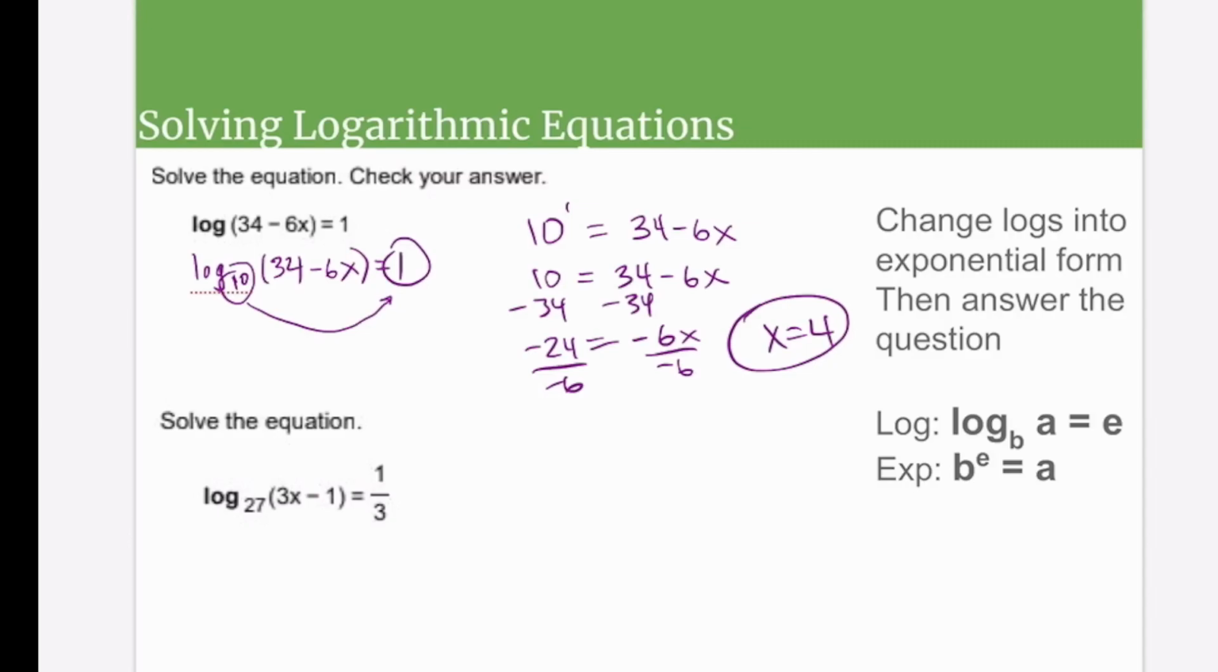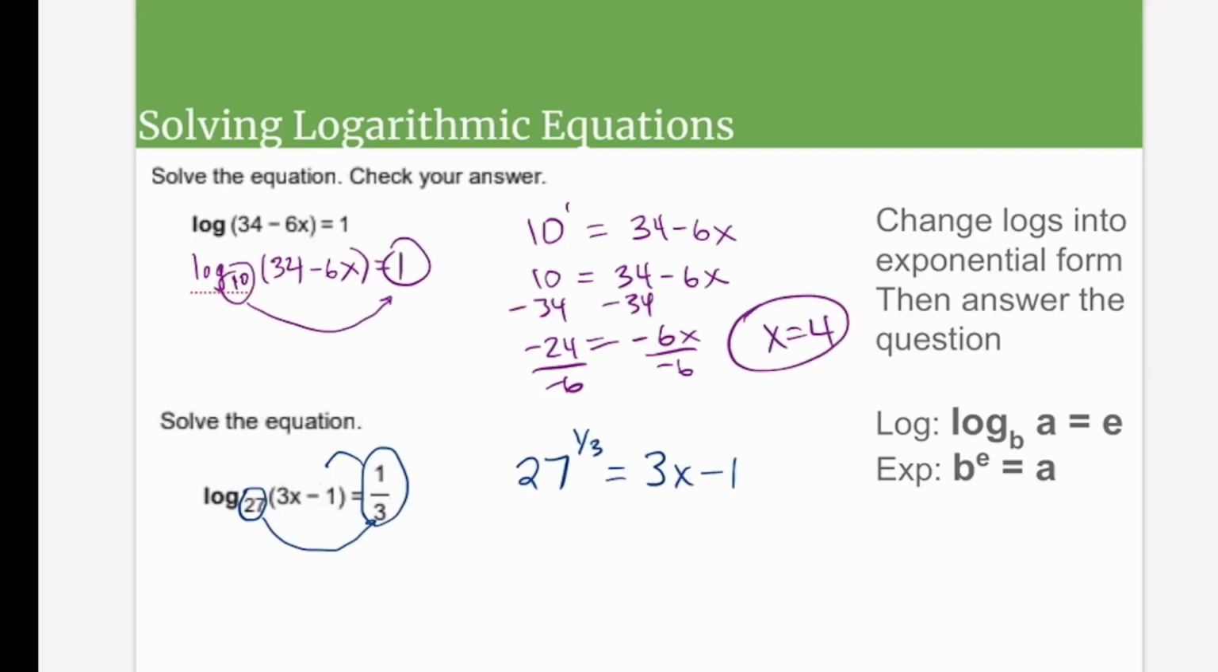All right, next one. Here we go. So same situation. We have our base. In this case, it's telling us it's 27. Our exponent is going to be 1/3. And then that's going to equal 3x minus 1. Again, that whole thing is in parentheses.